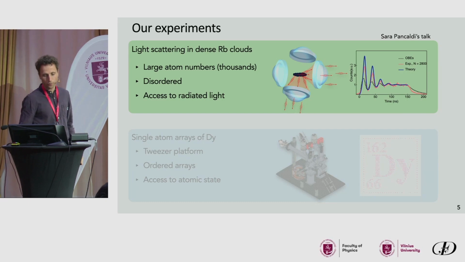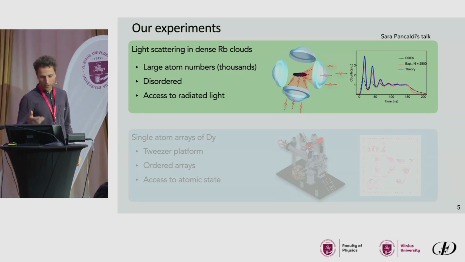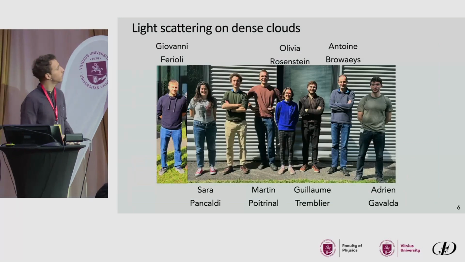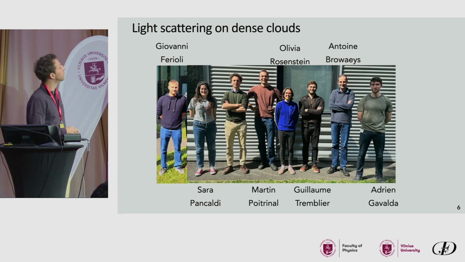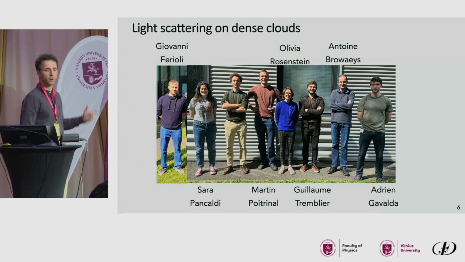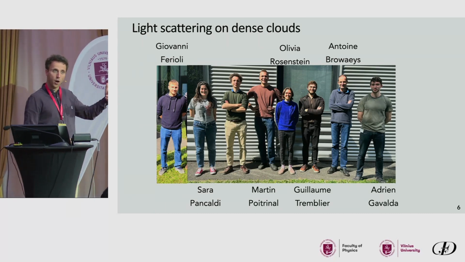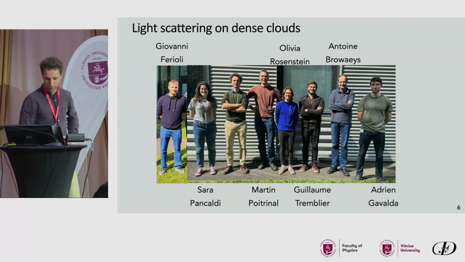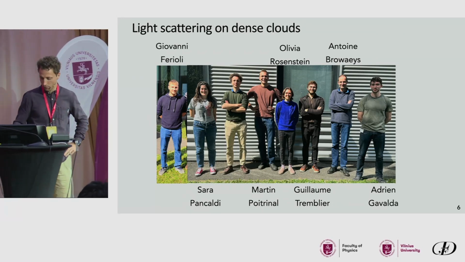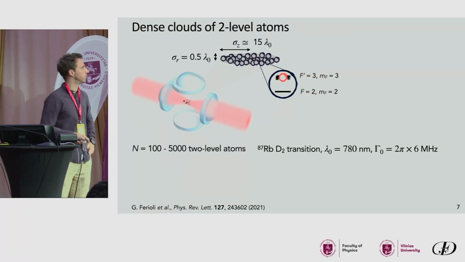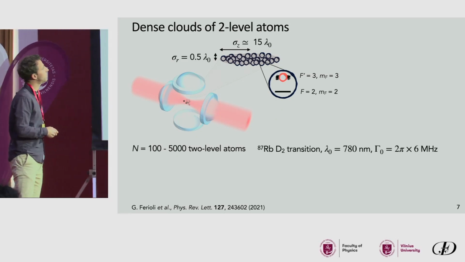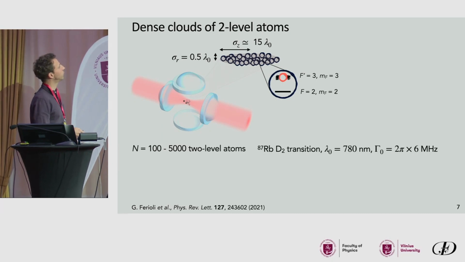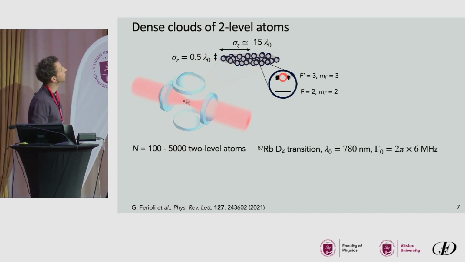So let me first motivate a little bit what we're doing, and show you what you can do when you measure the radiated light. So the work that I'm going to show you has been done by this team, and Sarah has showed you how she has built a new experiment to explore these problems again. The results that I'm going to show you are on the previous version of the experiment, where we trap dense clouds of two-level atoms, rubidium. She showed you how we isolate a two-level transition.